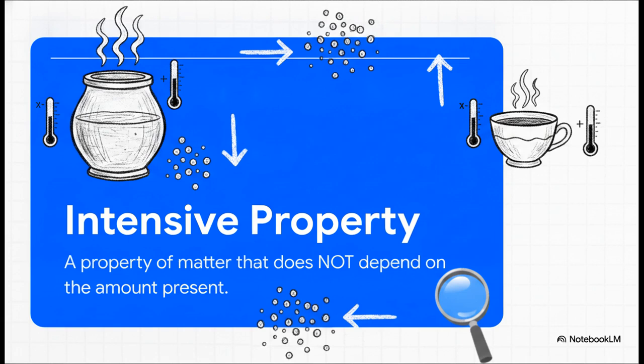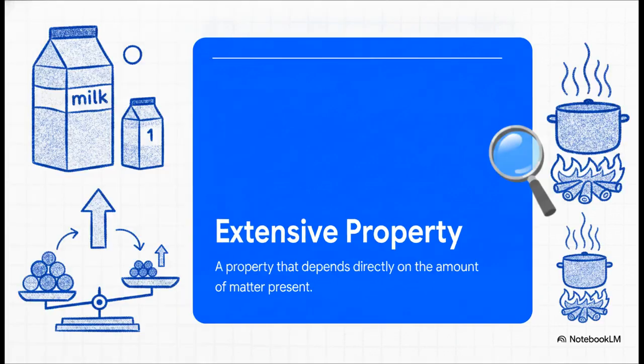Think about it. A tiny teacup of boiling water and a massive industrial vat of boiling water are both sitting at exactly 100 degrees Celsius. The temperature honestly doesn't care how much water is actually there. But then we have the extensive property. This is a property that depends directly on the total amount of matter present. Mass and volume are obvious extensive properties, like 2 gallons of milk obviously take up more volume than 1.